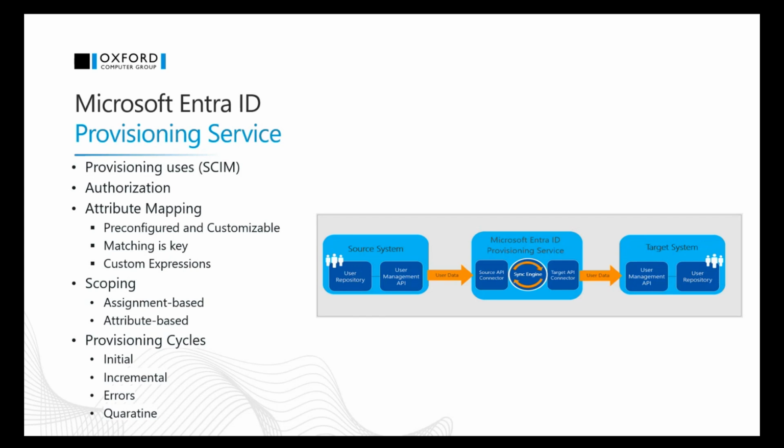But the basics of this is that the provisioning service does use SCIM, the System for Cross-domain Identity Management. The SCIM endpoint allows Microsoft Entra ID to programmatically create, update, and remove users for selected applications. The provisioning service can also create, update, and remove extra identity-related objects, such as groups. The SCIM-based provisioning connector is provided for most applications in the gallery. So if you see an application in the gallery, it is going to be SCIM aware.